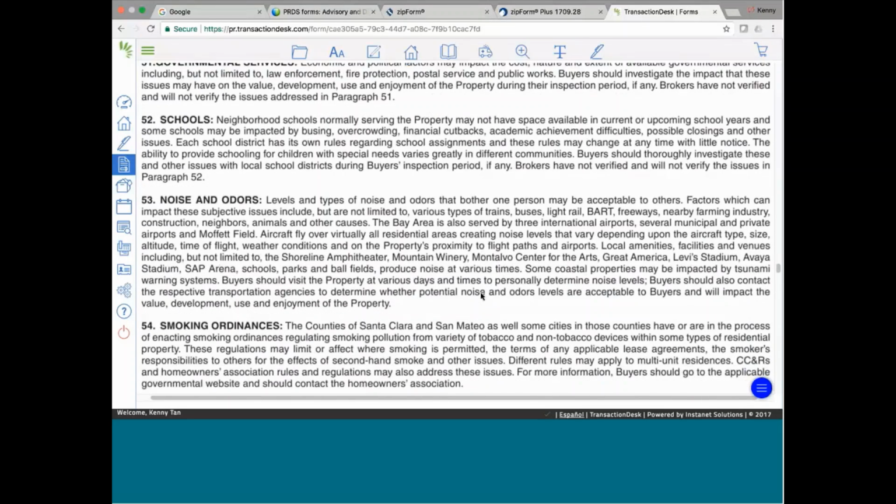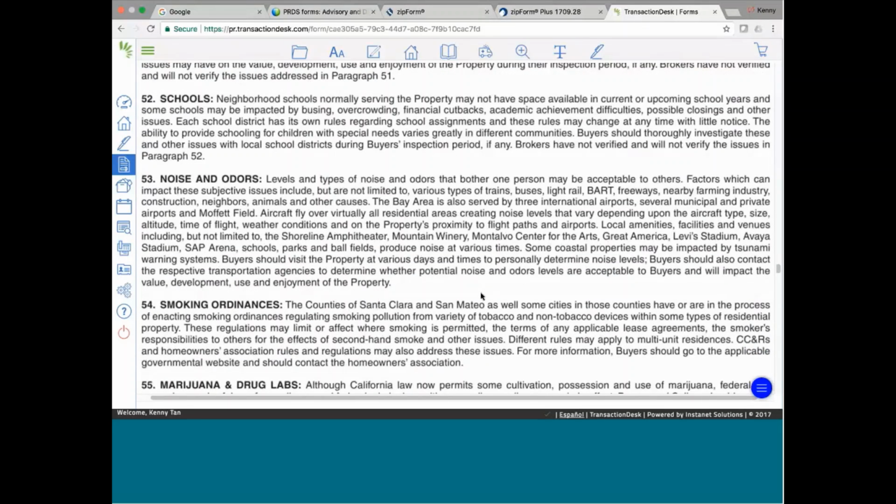Noise and odors. The most common one, of course, is the BART. Right? If a property is close to BART, of course you're going to have a noise problem. And freeway too. I sold one that had freeway noise, but I was taken care of through the advisory. Okay. So in case you forgot to disclose, it's right there. See in the advisory. Okay.